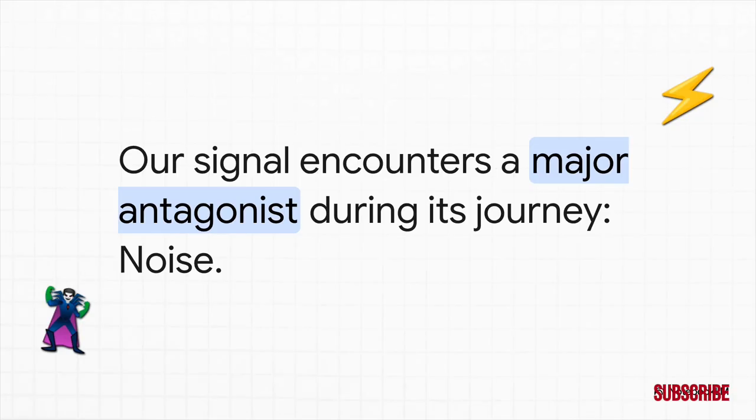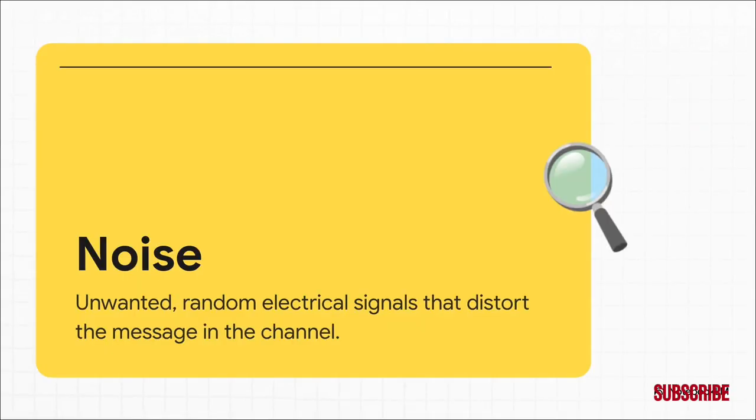Out there in the channel, our signal runs into the ultimate villain for any ECE engineer, noise. Now, for your exams, you need a rock-solid definition for this. Noise is defined as unwanted, random electrical signals that interfere and distort your transmitted message in the channel. It's exactly like trying to have a deep conversation in a super crowded, loud restaurant. All that background chatter just ruins the communication quality. Electrical noise does the exact same thing to our signals out there.